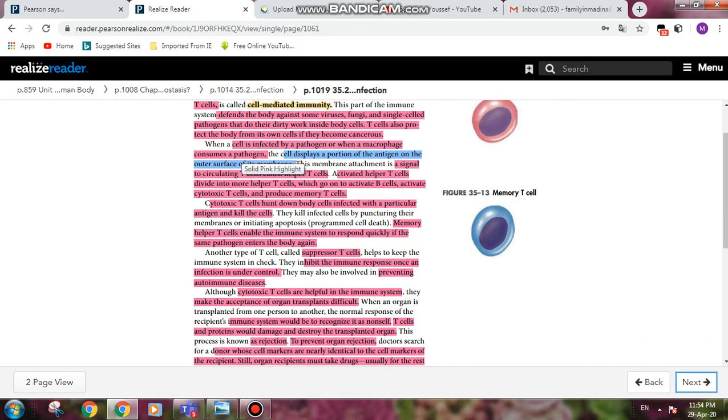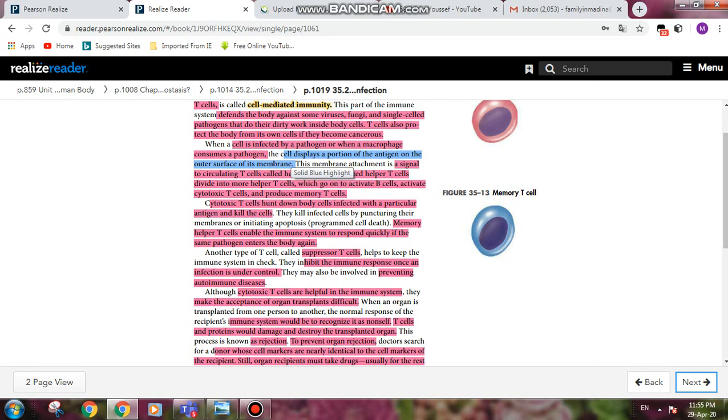Okay, then when a cell is infected by a pathogen and it is tagged, you remember, tagged by the B cells or by the antibodies, or when the macrophages eat or consume the pathogen, what happens is that the T cells will be activated.